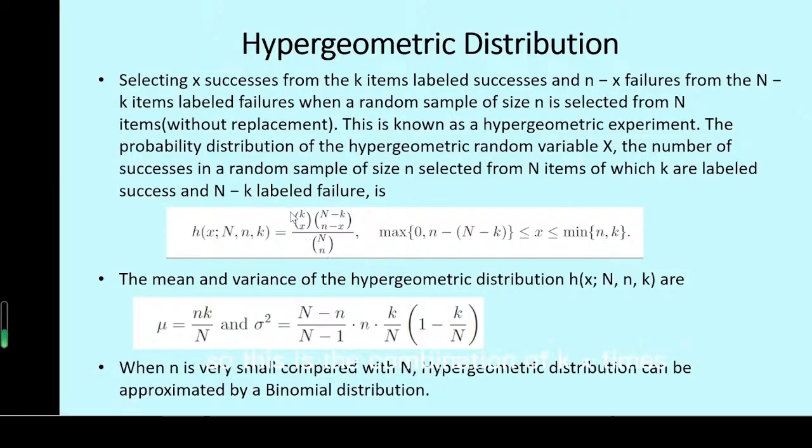So this is the combination of k choose x times the combination of N minus k choose n minus x, divided by the combination of N choose n. The mean and the variance of the hypergeometric distribution are: mu is n k divided by N, and sigma squared is (N minus n) divided by (N minus 1) times n times k/N times (1 minus k/N). When n is very small compared with N, the hypergeometric distribution can be approximated by the binomial distribution.